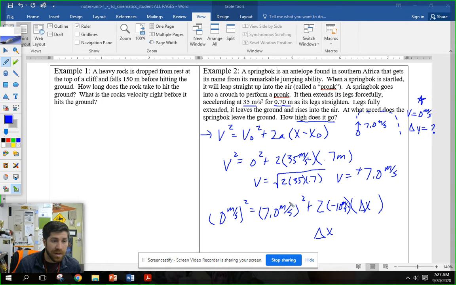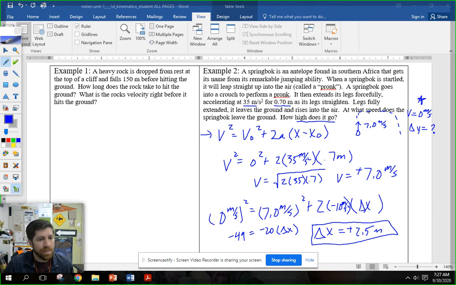Rearranging, 7 squared is 49. Subtract that across, so I'd have negative 49 equals negative 20 times delta x, which means that delta x is equal to 49 over 20, which is about positive 2.5 meters. So the Springbok antelope can actually jump close to 9 to 10 feet.